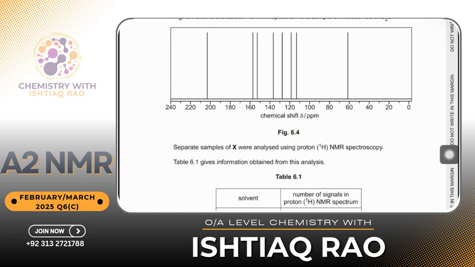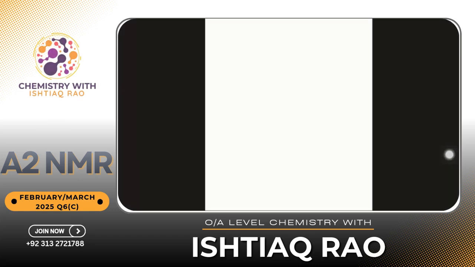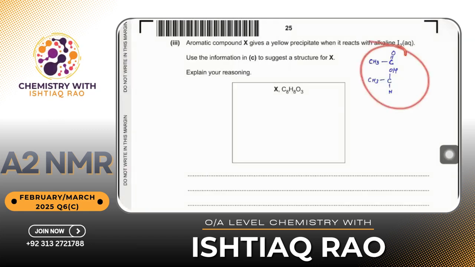In this question, they have mentioned that this compound gives the positive test for alkaline aqueous iodine. We know that alkaline aqueous iodine is positive when we have these two groups: methyl ketone and CH3CHOH. Now we have to decide whether I have this one or this one. So it's crystal clear that we are supposed to have one of these two groups.